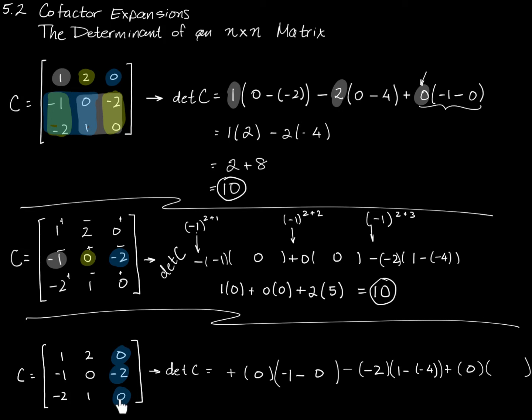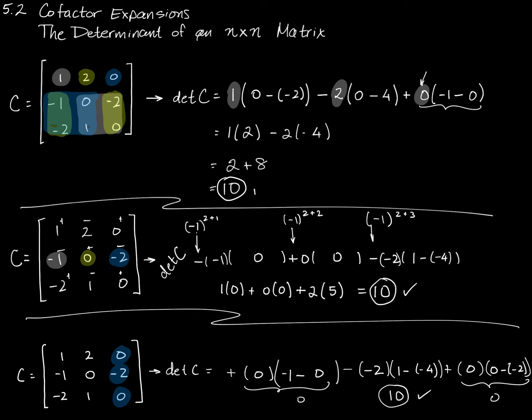But just for practice, this is the entry in position 3, 3. It's in row 3, column 3. That's the one that gets crossed out when you cross out row 3 and column 3, and it is 0. What's left is this submatrix. The determinant of that is the minor of this 0. And that value is 1 times 0 minus 2 times -1. And we're going to get 0 here, we're going to get 0 here, and here we get positive 2 times 1 minus -4, which is 5, and that again gives us 10.